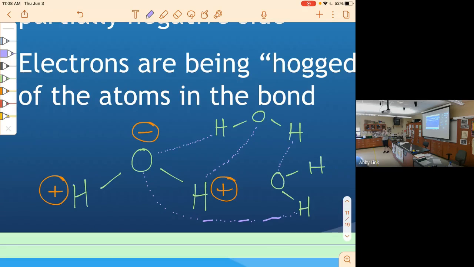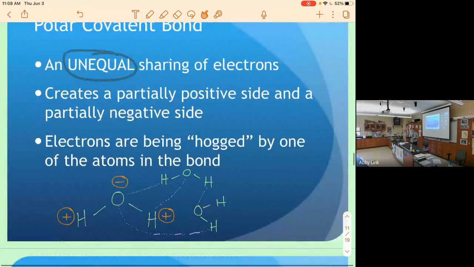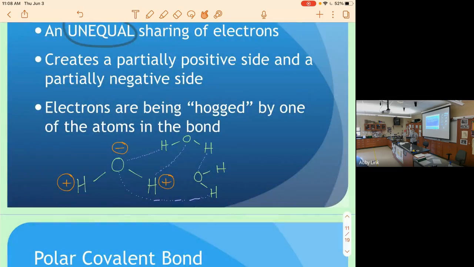Okay? So I don't want to spoil the surprise for your biology teachers next year, but essentially water is amazing and really helps us sustain life on Earth, and not just in the oceans, but on land as well. Okay, and it all comes back to water being polar, being a polar covalent molecule.